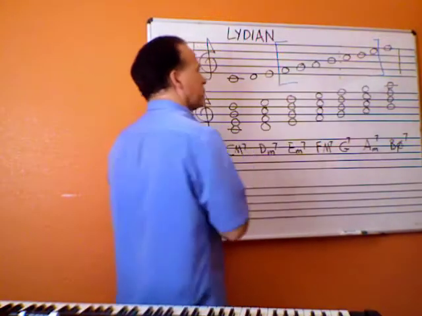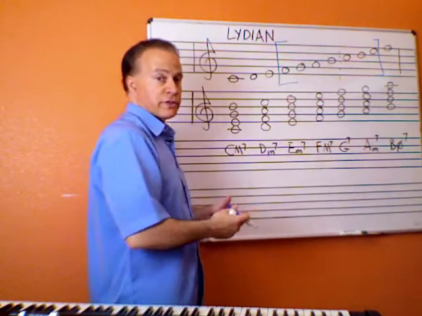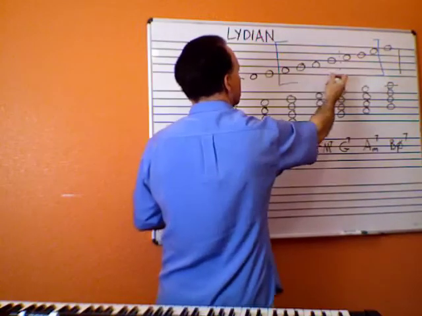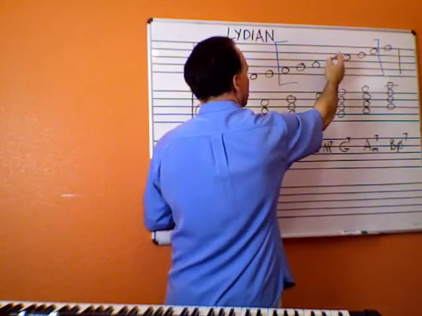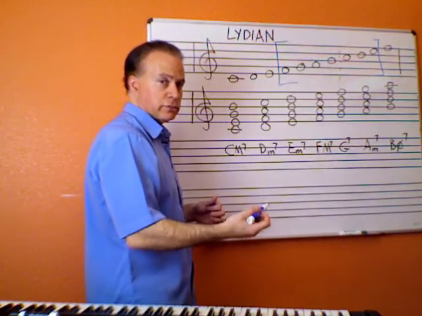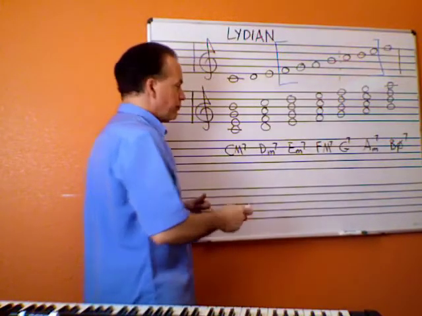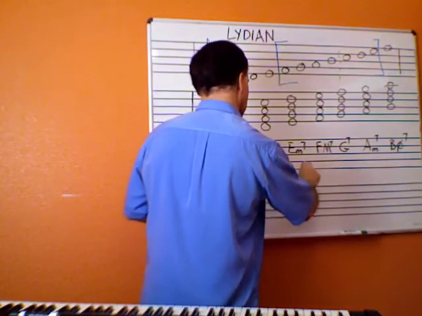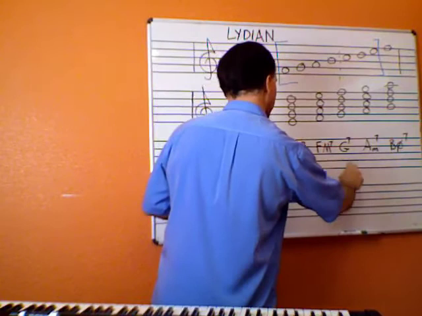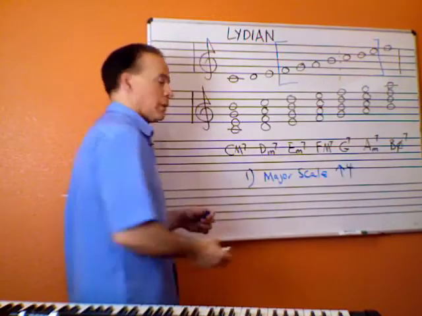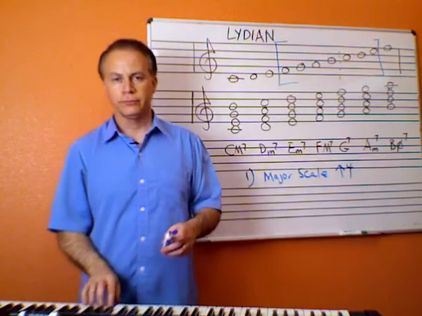Let's compare the Lydian mode to the major scale. If we had an F major scale here, we'd have one accidental, a B flat, but you can see how this B is raised to become a B natural. So another way of thinking about Lydian is that it's the major scale with a raised 4. That's one way to think about Lydian. Major scale with a raised 4.